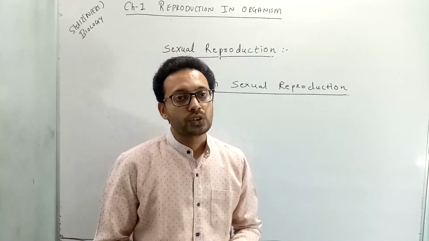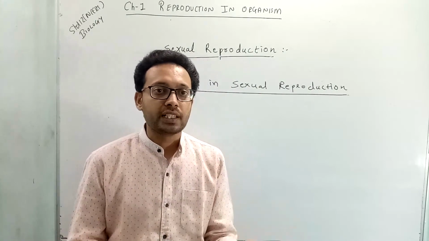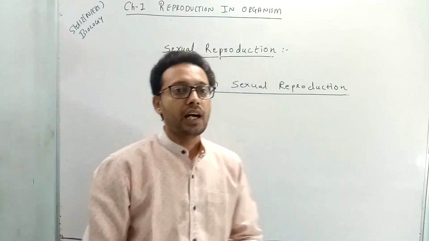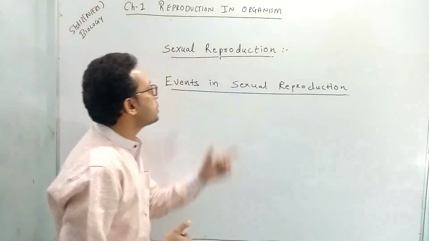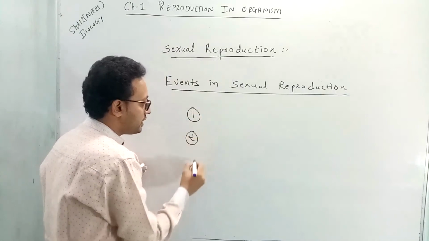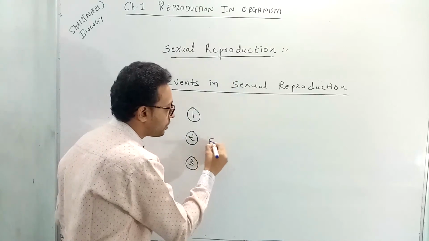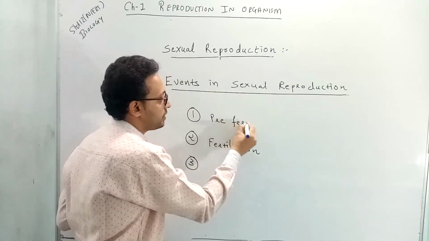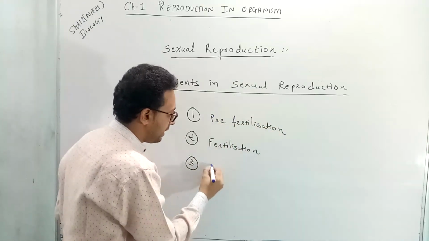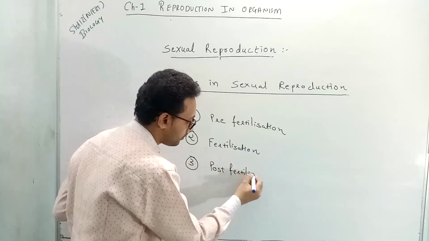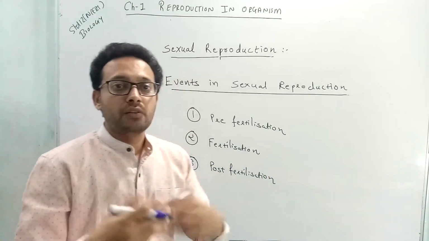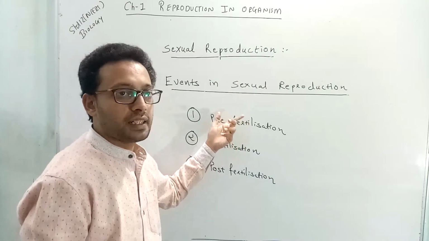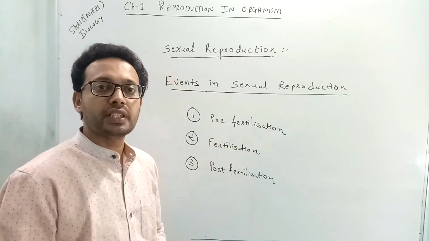Ultimately, I want to say that though the sexual organs in different living organisms vary, the basic events that occur during sexual reproduction are more or less similar. The events which occur in sexual reproduction are divided into 3 stages for easy understanding, because in sexual reproduction the main event is fertilization. The events which occur before fertilization are called pre-fertilization, and the last one is called post-fertilization. Whatever the living organism may be, if it reproduces sexually, the events are broadly categorized as pre-fertilization events, fertilization events, and post-fertilization events.